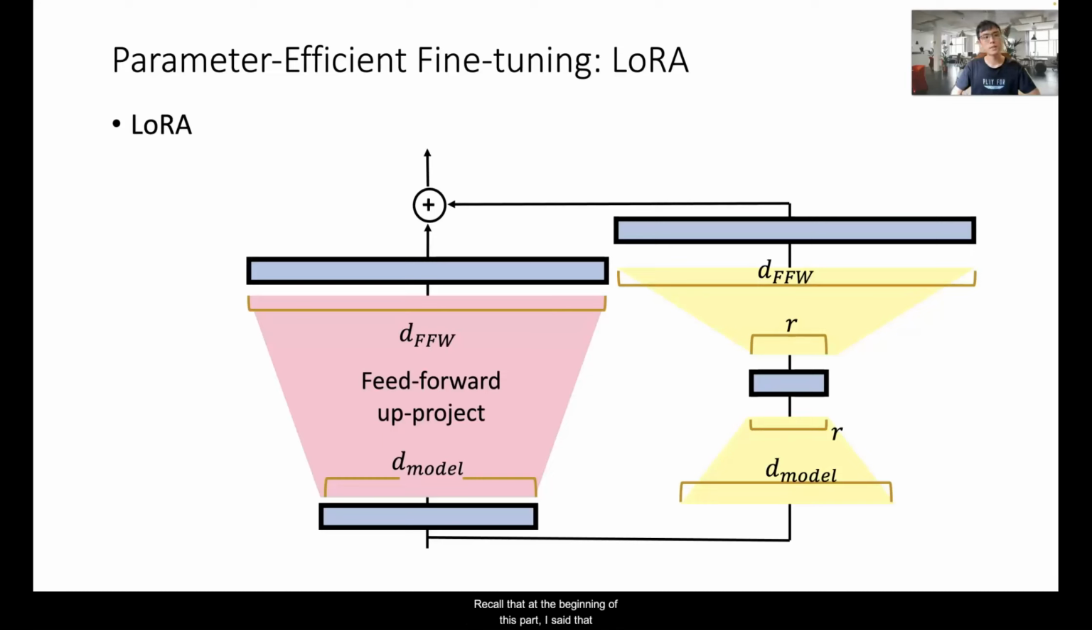Recall that at the beginning of this part, I said that fine-tuning can be seen as changing the hidden representation calculated by the original transformer model. From this viewpoint, the hidden representation calculated by the pink pre-trained feed-forward layer is the original H, and the vector calculated by LoRa is the incremental delta H that is used to modify the original H. Summing these two vectors gives us H prime, the modified hidden representation.